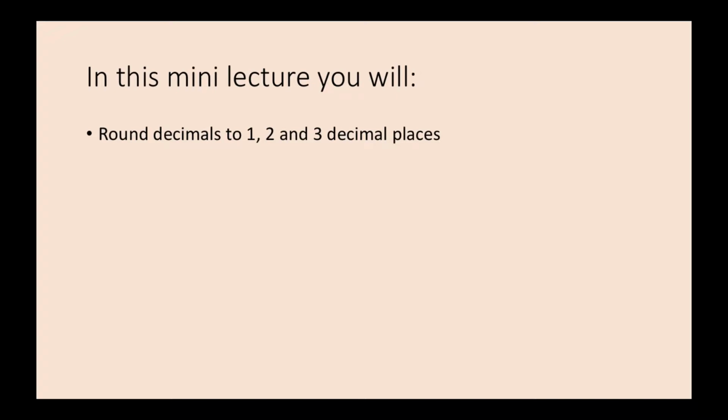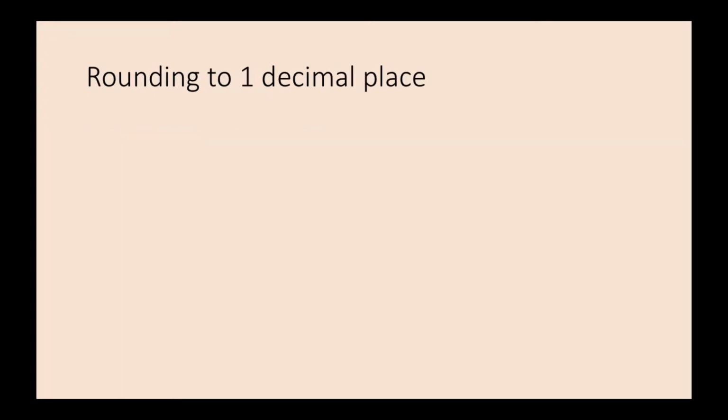In this mini lecture you will round to 1, 2 and 3 decimal places. Okay, so let's start with rounding numbers to 1 decimal place. So let's say we have 1.46 and I want you to round this to 1 decimal place.